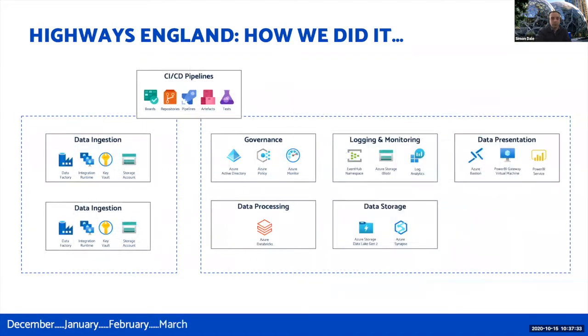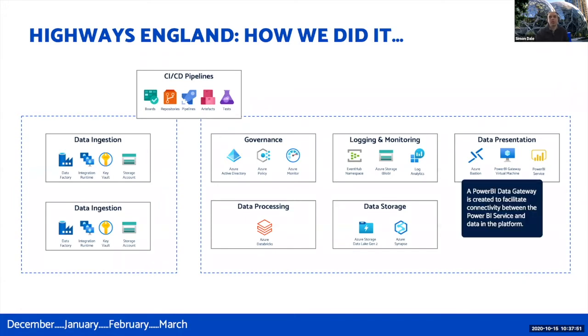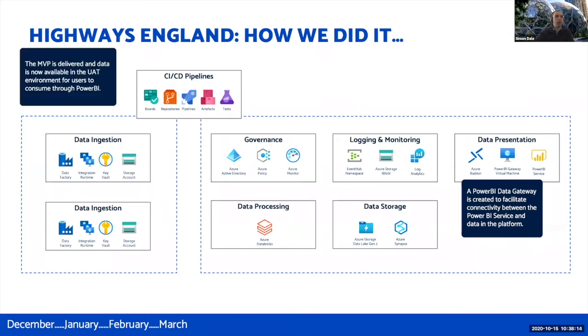So the main milestone for our project was deploying into UAT at the end of March. So this we'd set as our MVP, our minimum viable platform, our minimum viable product. And we wanted to make sure that we had that connectivity for end users. So we added to the platform a Power BI data gateway to facilitate connectivity between the data storage in Azure Synapse and the Power BI service or the SaaS platform. And once we did this, we had achieved that milestone of the MVP being delivered.